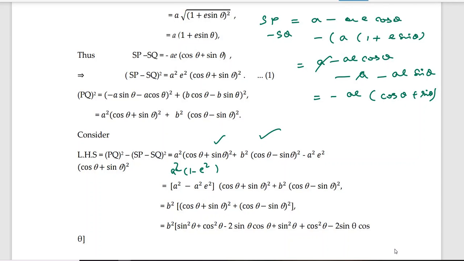Now we can expand this. So you have cos square theta plus sin square theta plus 2 sin theta cos theta, and here cos square theta plus sin square theta minus 2 sin theta cos theta. So this is what we have. In this, sin square plus cos square gives us 1, and here again sin square plus cos square gives us 1, and these two will get cancelled. This is with the plus sign and the other one is with the negative sign. So we get this to be 2 times b square. So that is our RHS.